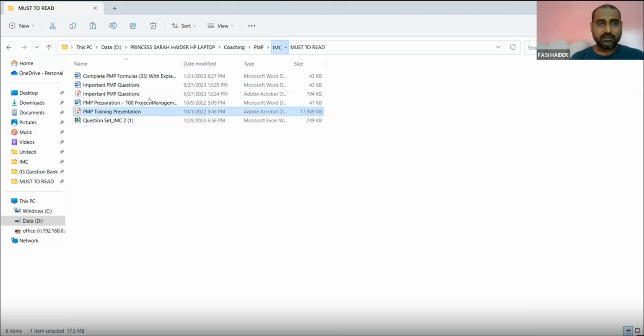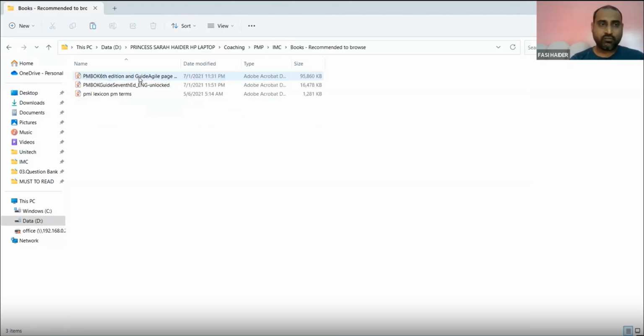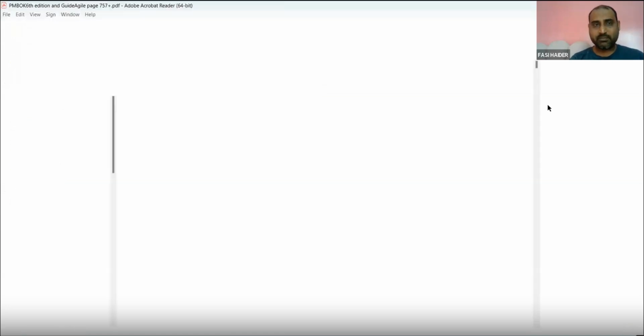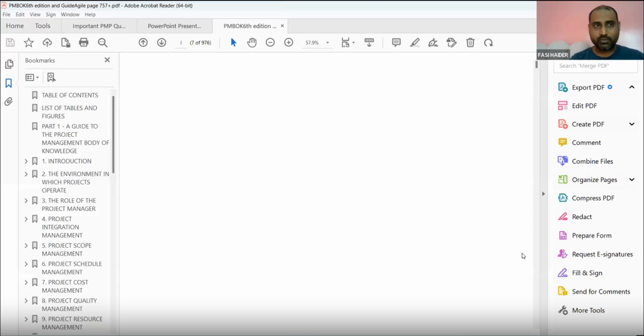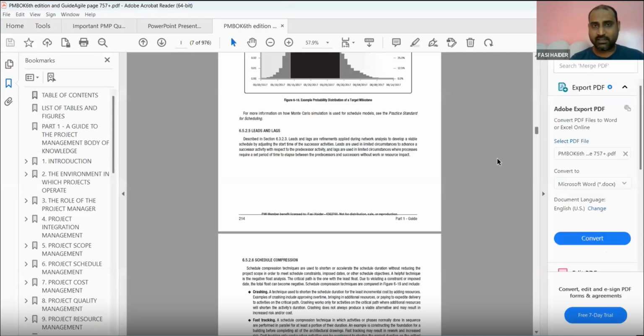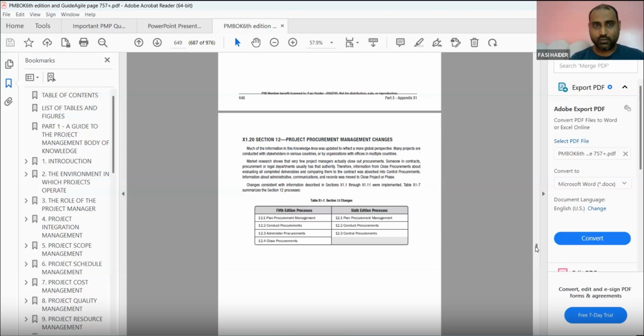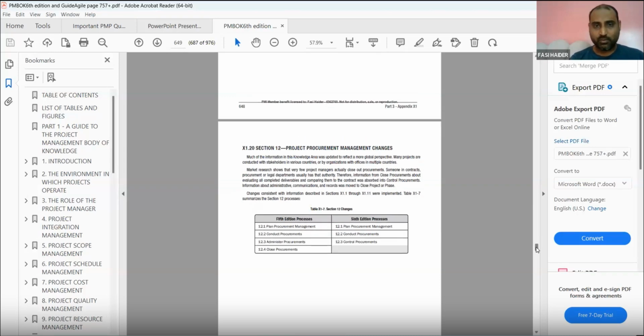Then what I have written: books recommended to browse. I'm not saying that you have to read each and every page, because I do understand these are big books. So at least browse it once. 7th edition, 6th edition, and in the 6th edition, it is written from page number 757. If you go to page 757, it is the PMP guide Agile. I put it like that because when I downloaded this, the two books were together. Now I think both books are separate. So this is the Agile book.